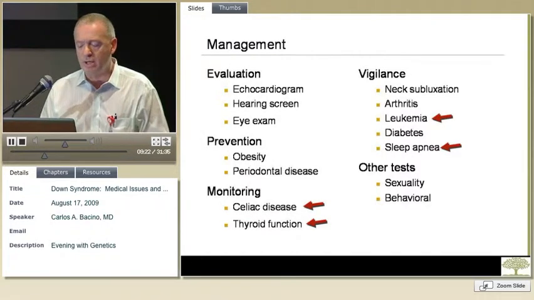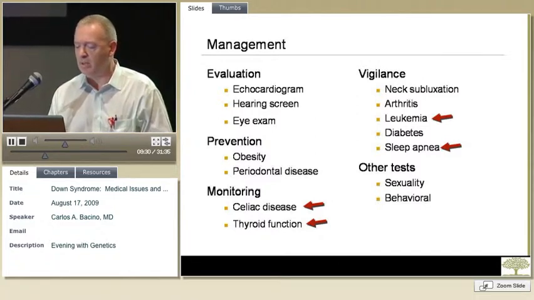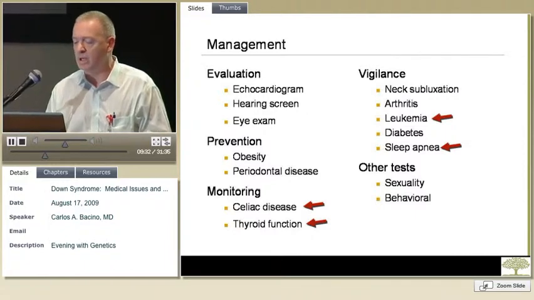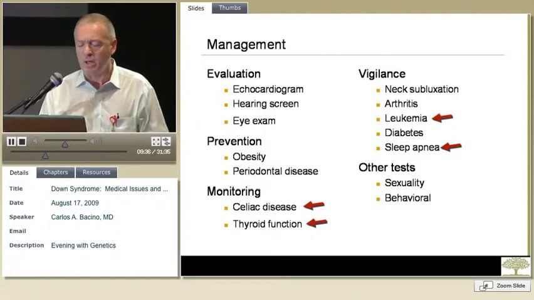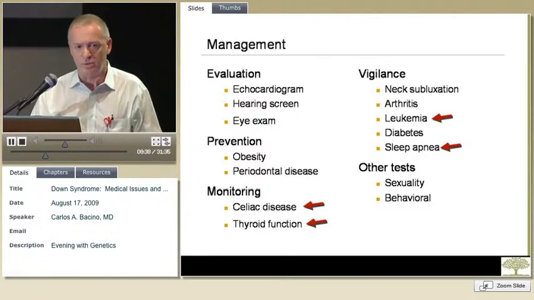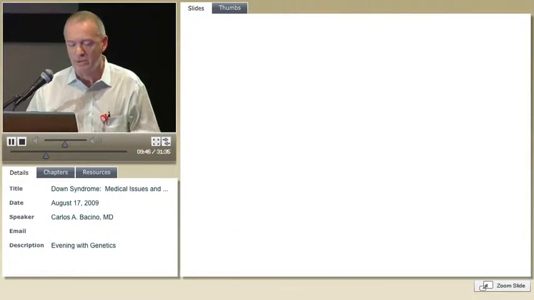In terms of management, and these are the things that I would like to touch upon, the gastrointestinal problems and the issues related to apnea and the blood problems. And for the rest, I'm going to let Dr. Maduri talk more about the behavioral aspect that you probably will be very interested in hearing about.